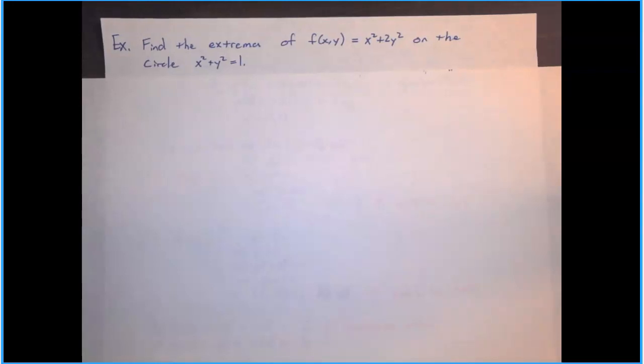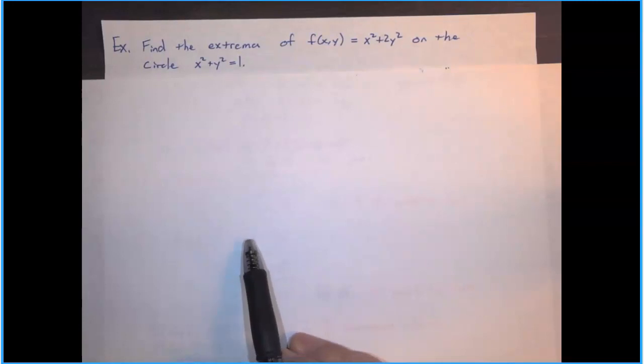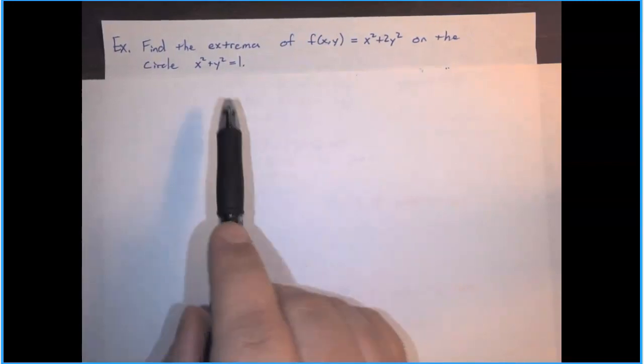Hello everyone, welcome back. In this video we're going to finish section 14.8 and therefore finish chapter 14. This video is going to be a little shorter than the previous ones, and we're going to start it with an example. Another example of an optimization problem where we use Lagrange multipliers.